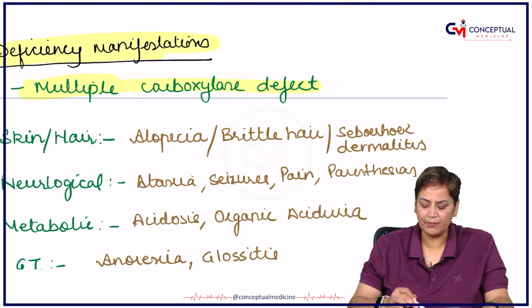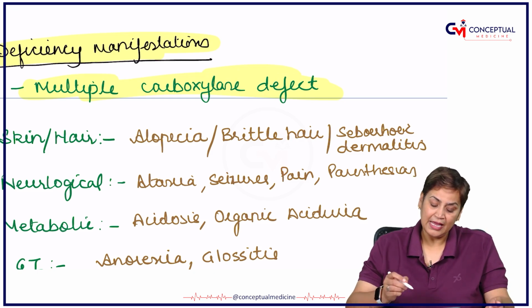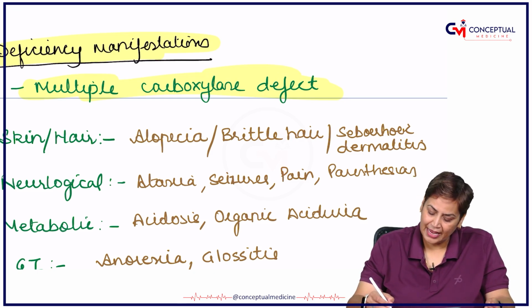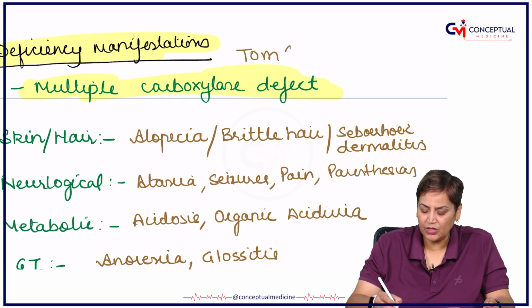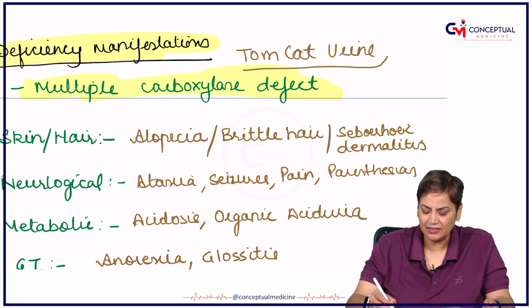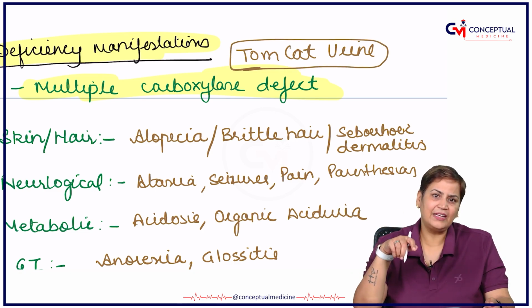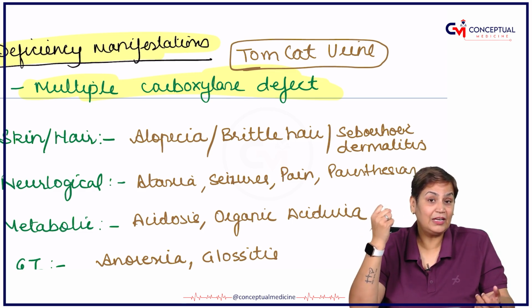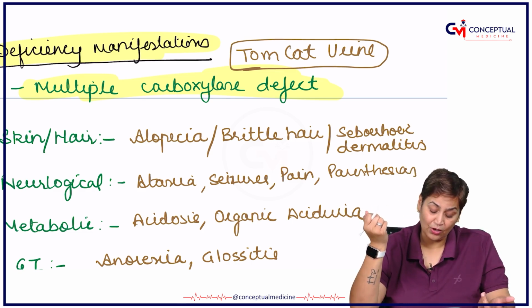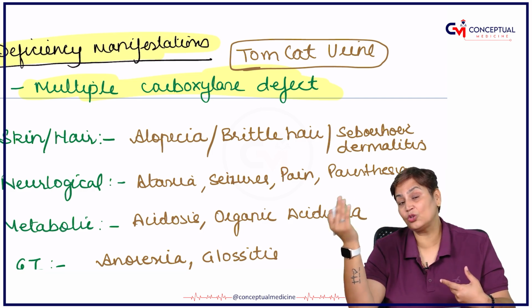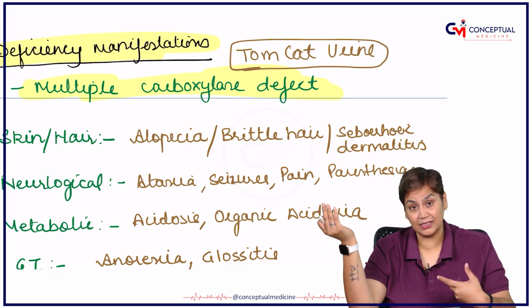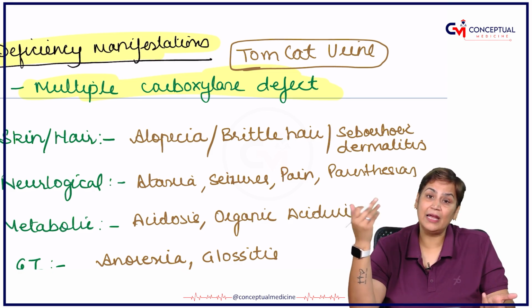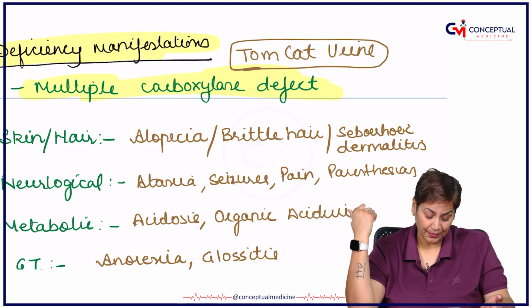It leads to multiple carboxylase defect, multiple. And it is also known to form tomcat urine. The urine will start giving the smell of a cat, like that. Why is it so? Because it is leading to organic aciduria. It will lead to metabolic acidosis because acetyl coenzyme A, if it is not being converted into malonyl-CoA, will be diverted somewhere else, right?